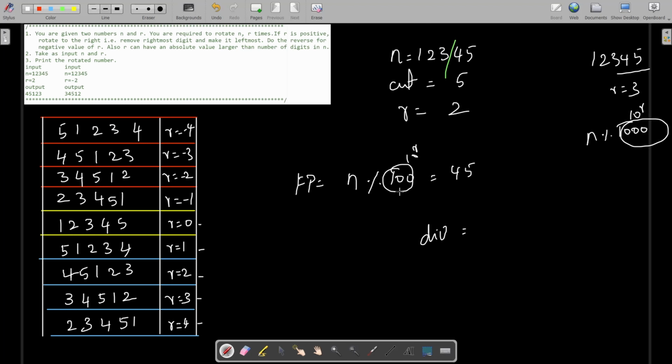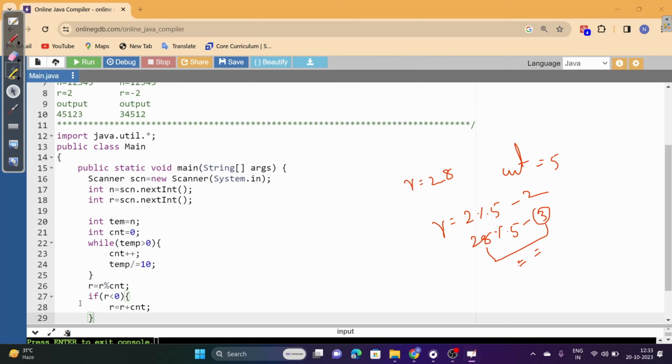So if I know this number, I can divide the number into 2 parts. See, I need 45, so n remainder of 100, I will get 45. But except this 45, I need 123. It's very simple, your second part is equal to n divided by 100, then you will get 123. That's it. So the first step is to divide the given number into 2 parts, that is the first part and second part. So let's do the code here.